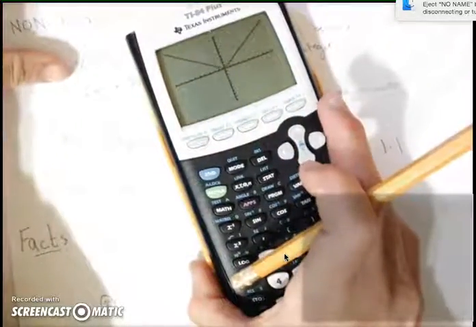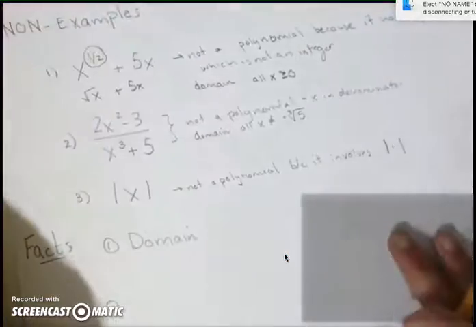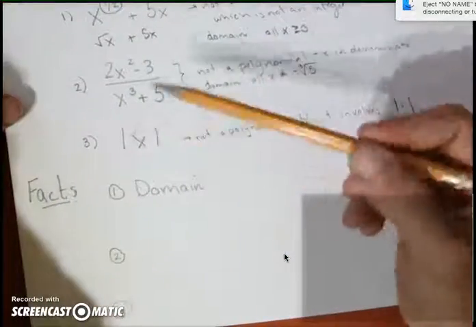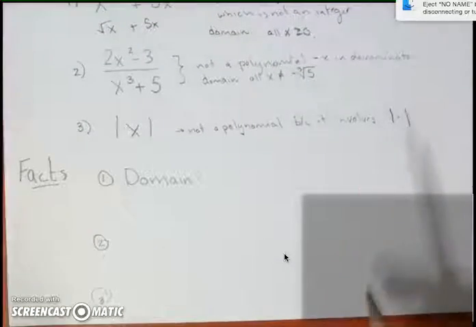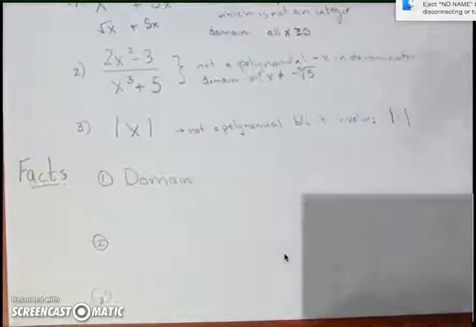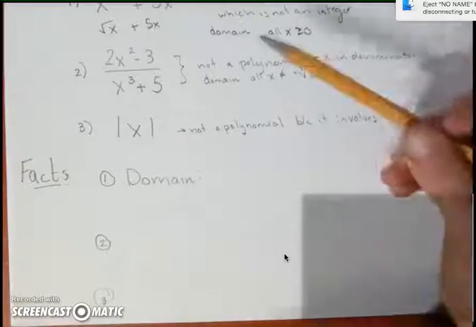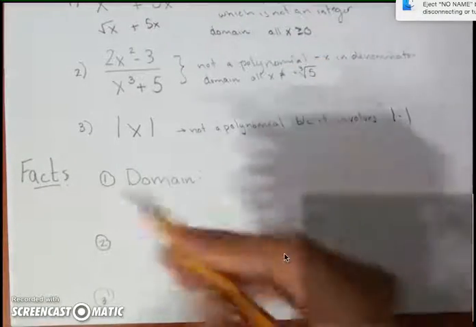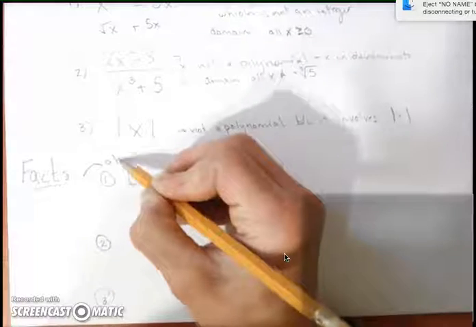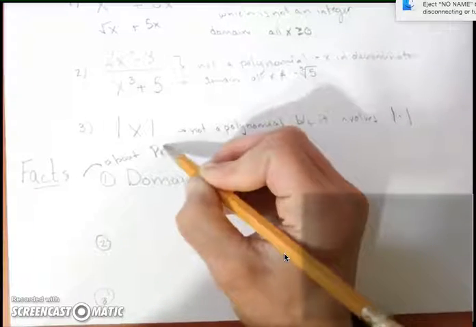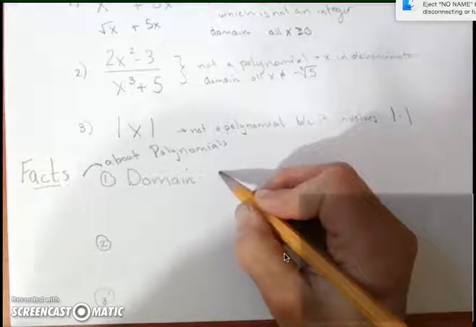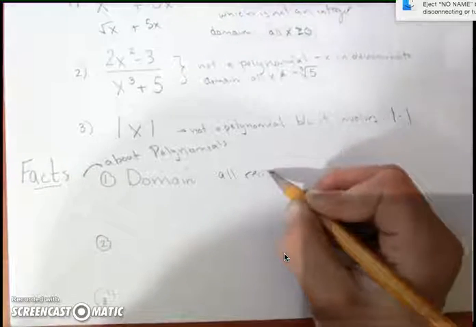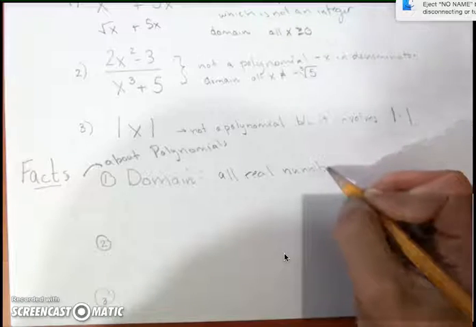So from our non-examples and our examples, we can see some similarities and differences between them. All of the polynomials had nice smooth graphs, no holes. The domain was all real numbers. And that wasn't true for these graphs. So here are some facts about polynomials. The domain will be all real numbers, always, unless we restrict it.